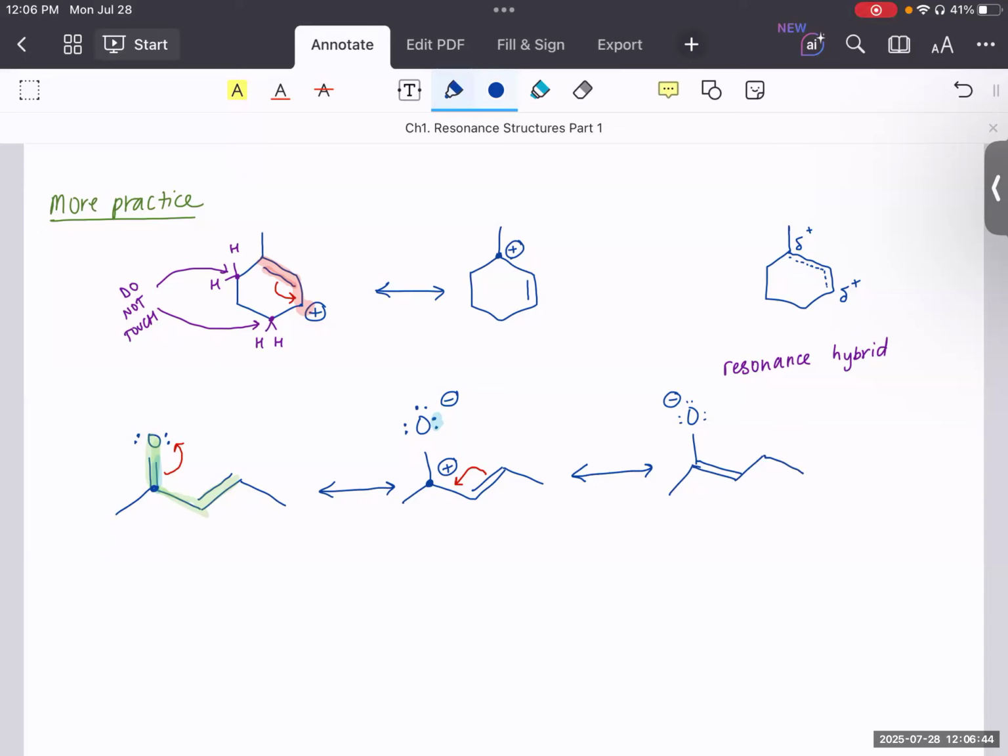And so now this carbon right here has its 4 bonds, so we don't have a charge on it anymore. However, this carbon on the end, this purple one, only has 3 bonds because it only has 1 hydrogen attached to it. And so as a result of that, we end up with a positive charge on this carbon right here.